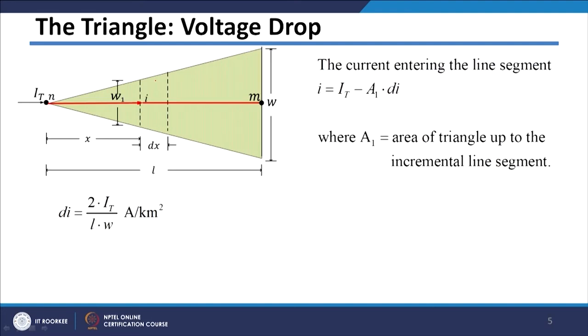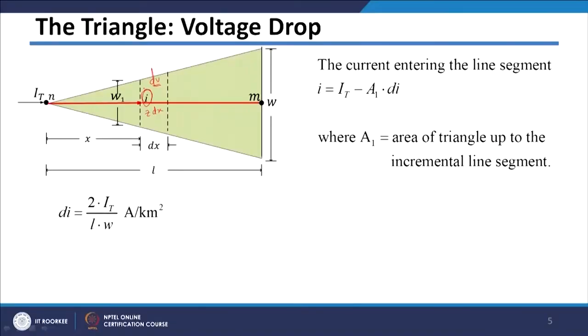As I told you in the last class, we are interested in calculating dV. To calculate dV we need the current and then the impedance, which is z multiplied by dx, and the real part of I multiplied by z dx will give the voltage drop in that small strip, dV. To calculate that, we first need the current entering this small strip, and till this strip dx some current will have been supplied in this area, which means the current goes on decreasing.